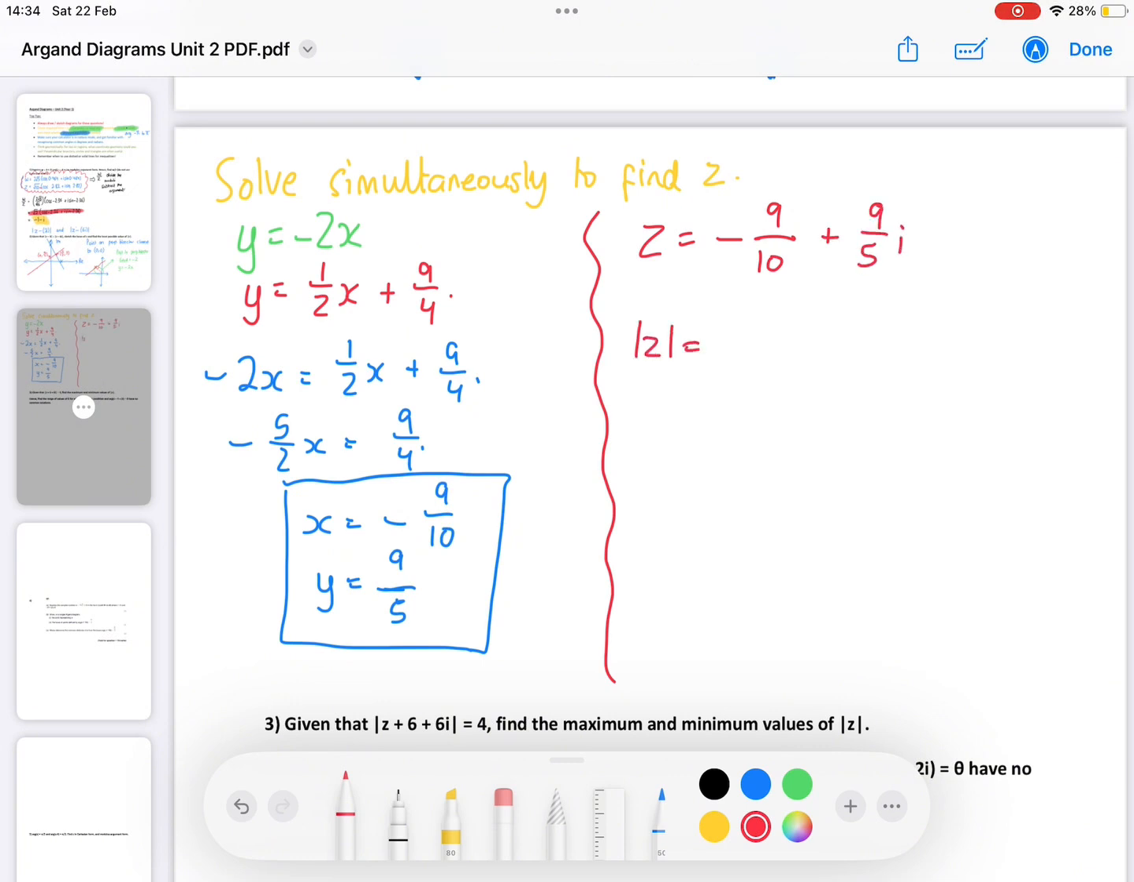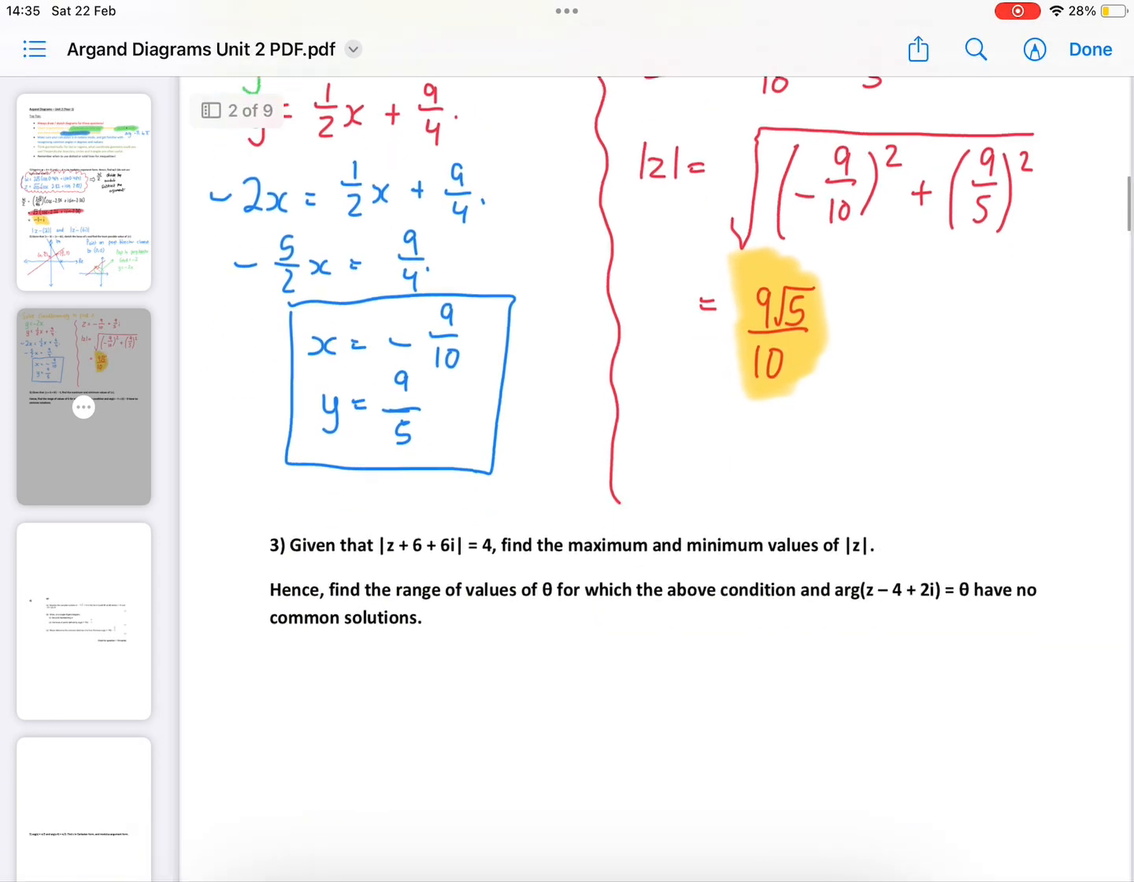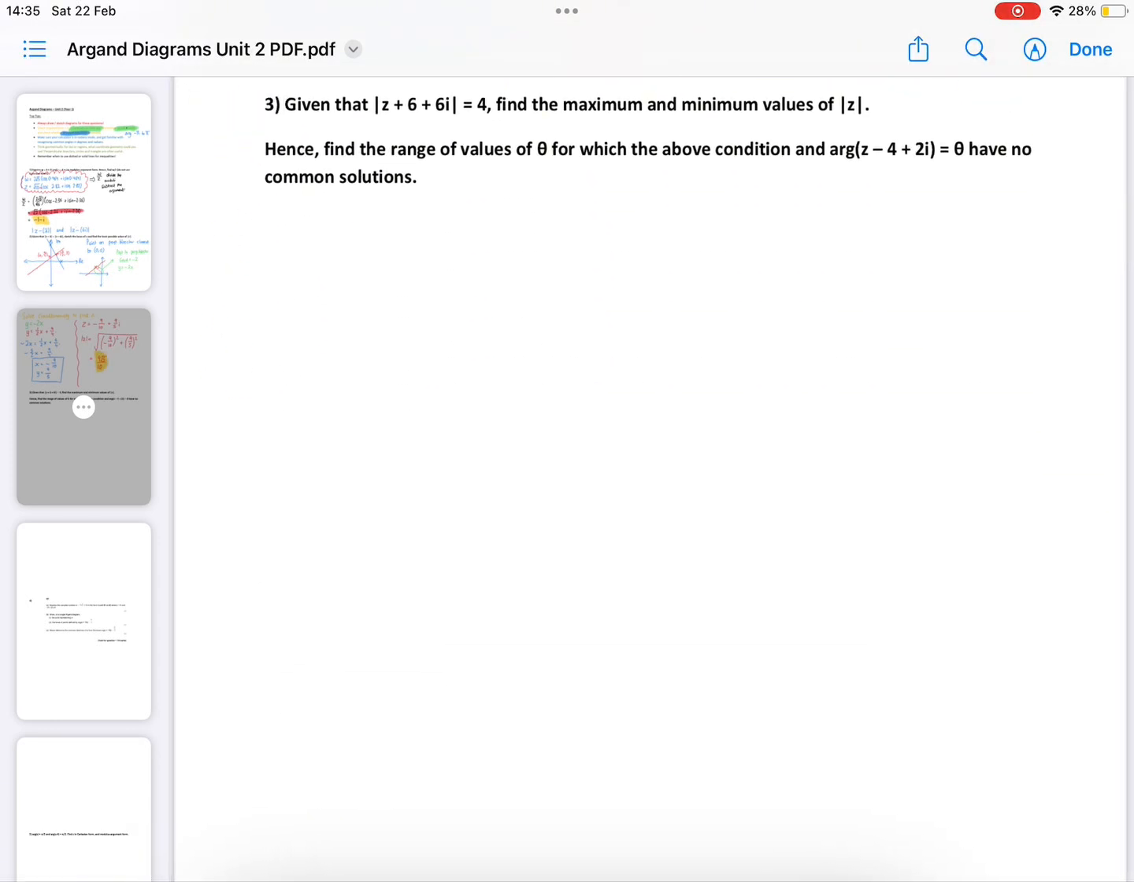The modulus of z is therefore going to be the square root of minus 9 over 10 squared plus 9 over 5 squared. Which, again, putting that into my calculator, we have 9 over 10 squared plus 9 over 5 squared, which gives us a value for the modulus of z as 9 root 5 over 10, which is our final answer for the modulus of z. Moving on to the next question.